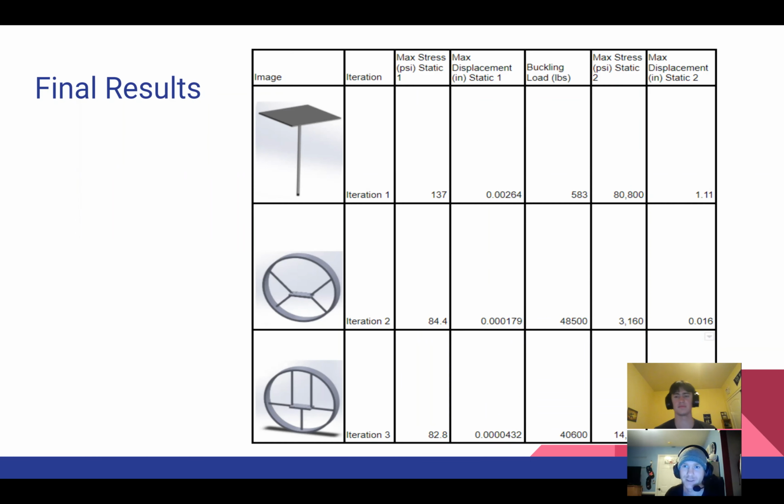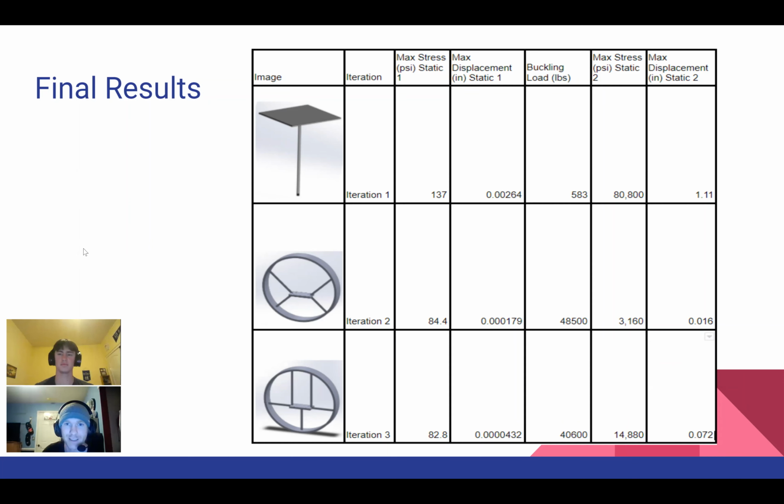These are the final results of the analyses we ran. The first analysis we ran was the static analysis using the distributed load to simulate the weight of the motor and fan assembly. In the results for that section, none of the pieces yielded, and all of the max displacements were much less than an inch, and the buckling loads under that condition did not yield at all. In fact, it was very safe under buckling.